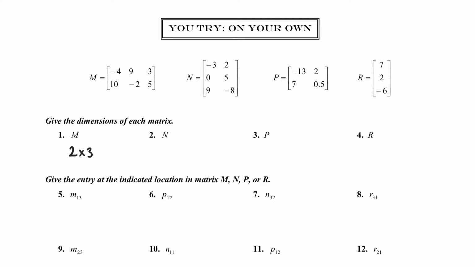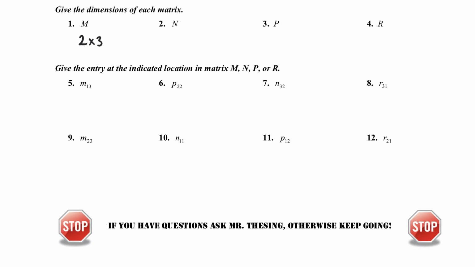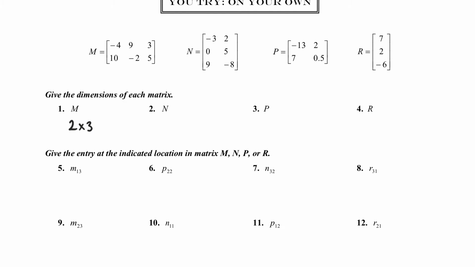Okay, so I'll let you guys fill those out. And then what they want you to do for number 5 here is give the entry indicated at row 1, column 3. That's what M13 means. So row 1, column 3 would be right here. It would be the number 3. So literally all we're going to say here is the number 3. Okay, so that's what they want us to do for that.